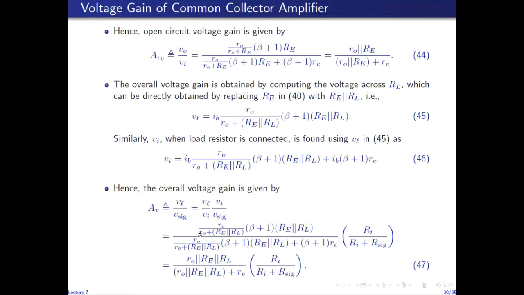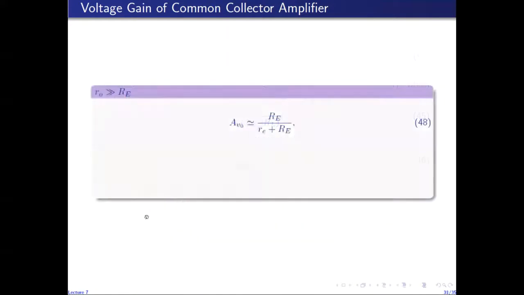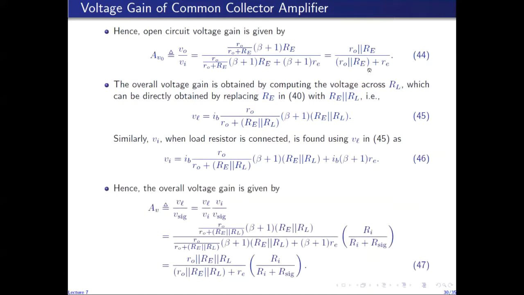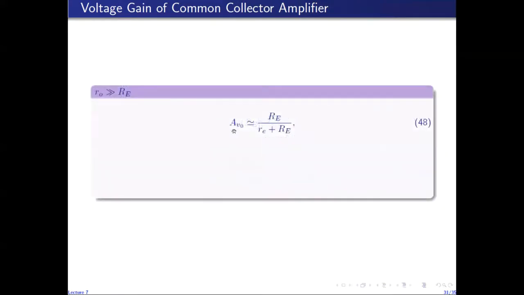And this fraction here multiplied by RE in parallel with RL is actually the parallel combination of R0, RE, and RL. And so is this fraction times this factor. So eventually we get this factor as the overall loaded voltage gain of the common collector amplifier. As before, I can make use of this very reasonable assumption that small R0 is typically much larger than capital RE. If that is the case, then this parallel combination becomes equal to capital RE, and the open circuit voltage gain of common collector amplifiers reduces to this expression.